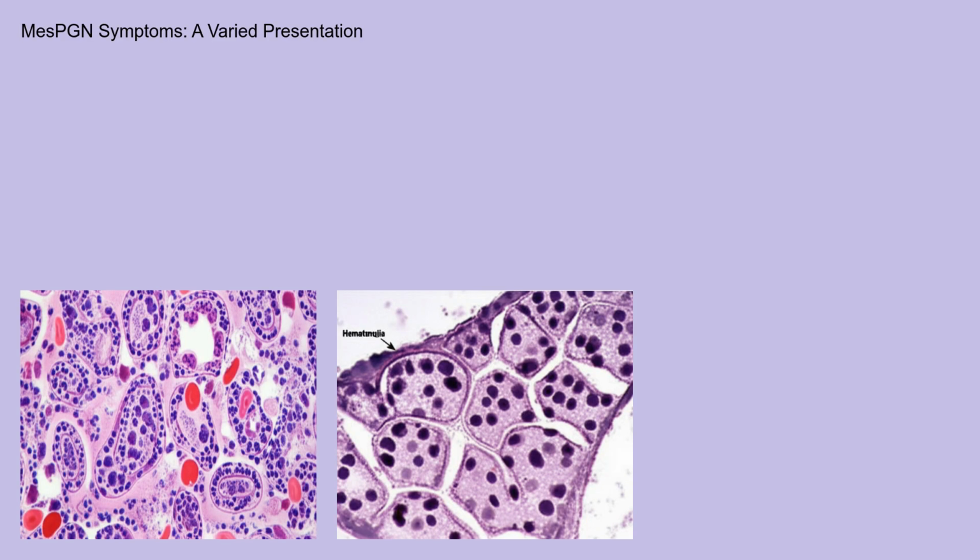The symptoms of MES-PGN can vary greatly from person to person. Some individuals may have no noticeable symptoms in the early stages. Common signs include hematuria, which may cause the urine to appear pink, red, or cola-colored. Proteinuria can lead to foamy urine. Edema or swelling, particularly in the legs, ankles, and around the eyes, can also occur. Some people may experience high blood pressure, fatigue, and reduced kidney function, which can manifest as decreased urine output or changes in urination habits.